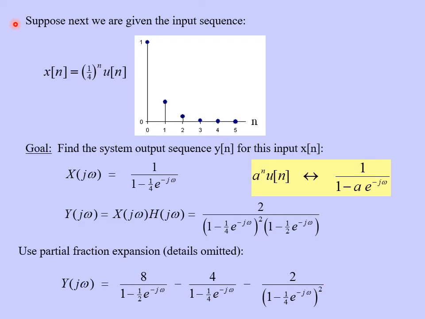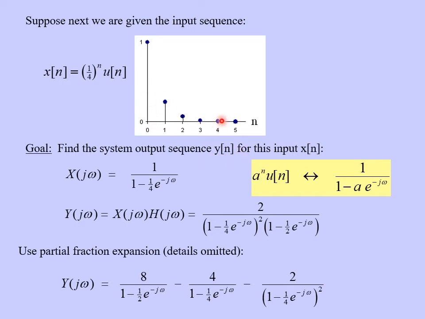Okay, so the next thing, let's suppose that we're given an input to the system as follows. We're told that the input, x of n, is equal to 1/4 to the n times a step function u of n. So this is what the input looks like. So our goal now is to find the system output. This is the same system. What is the output sequence y of n for this input sequence?